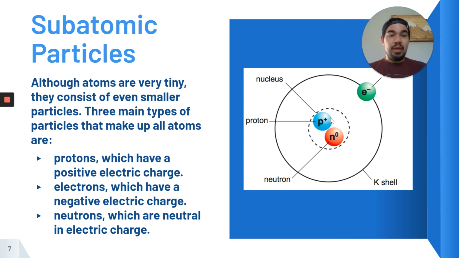So that means that protons are attracted to electrons, right? And you'll notice typically in a stable atom, you're going to have the same number of protons as you have of electrons, right? Because you have one positive, one negative, they balance out.